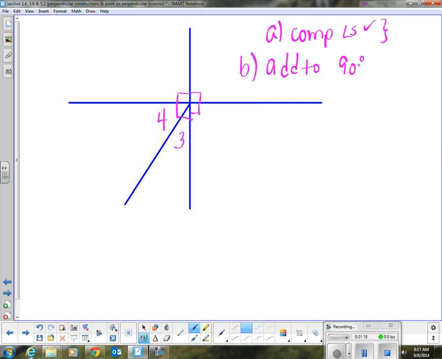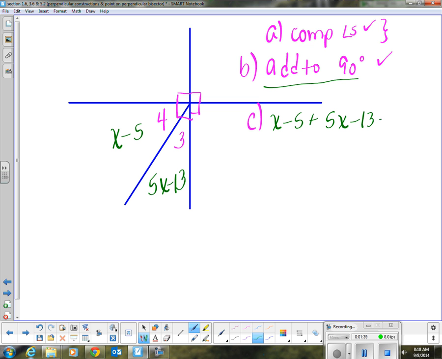And then it's this statement that allows you to write the correct equation. Let me put in what we've got. We've got angle 4 to be x minus 5. This helps also to put your algebra in the picture. So this tells me to add to 90, so I'm going to take my x minus 5 plus my 5x minus 13, set it equal to 180. Yeah, I'm thinking that's not right. All right, we're going to set it equal to 90.